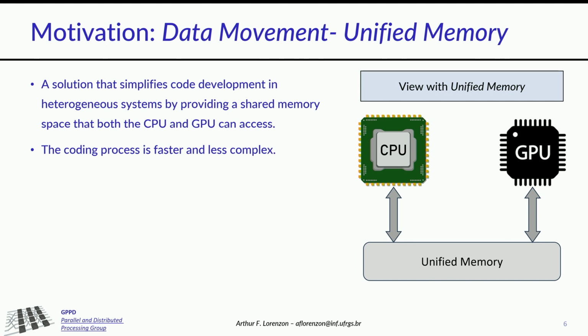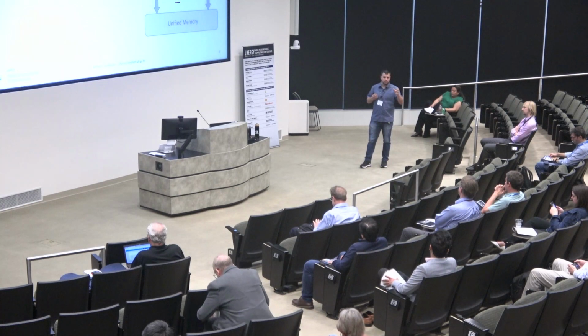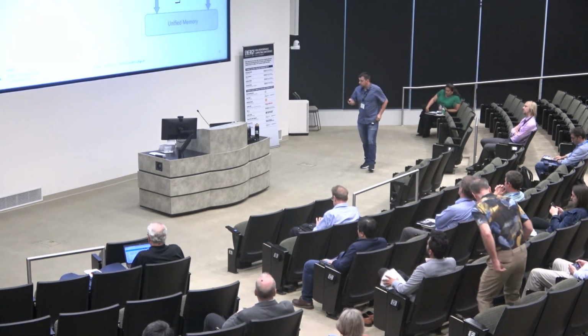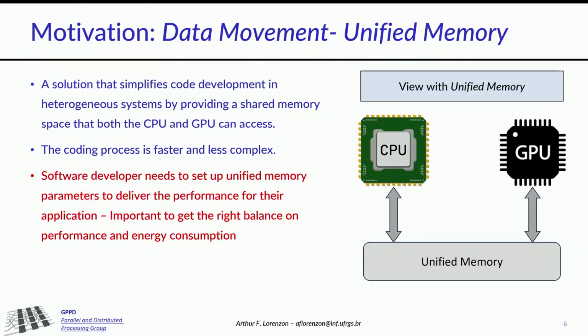In this scenario, the programmer sees this unified memory, and for the data that I am allocating using, for example in NVIDIA, cudaMallocManaged, the runtime will take care of moving this data from the physical memory of the CPU to the physical memory of the GPU. However, the software developer needs to set up unified memory parameters so it can deliver performance for this application. What I mean by this is that it can use prefetch operations to optimize this movement.